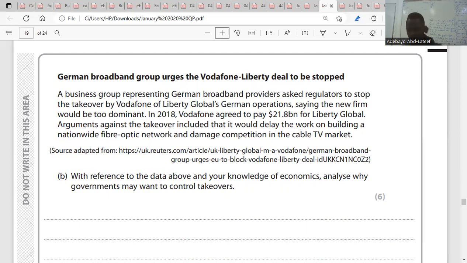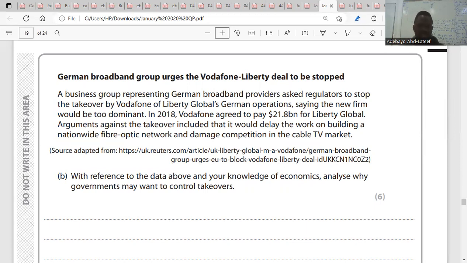This is representing the German broadband providers as regulators to stop the takeover by Vodafone of Liberty Global's German operation. Saying the new firm will be too dominant. In 2018, Vodafone agreed to pay $21.8 billion for Liberty Global. Arguments against the takeover included that it would delay the work on building a nationwide fiber optic network and damage competition in the cable TV market.